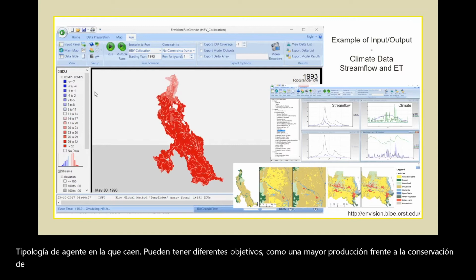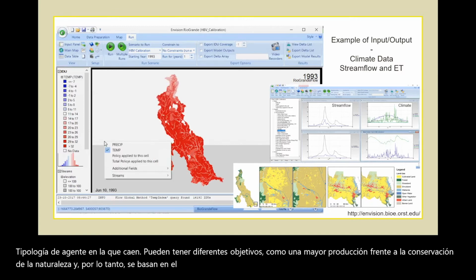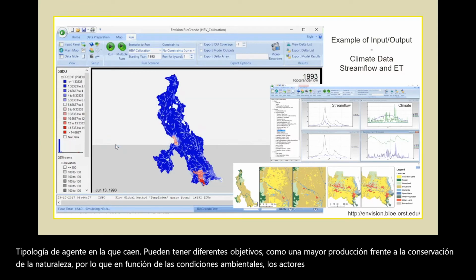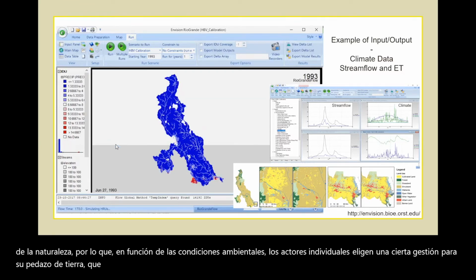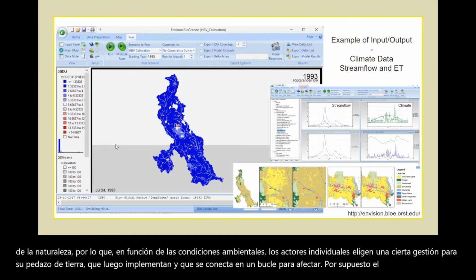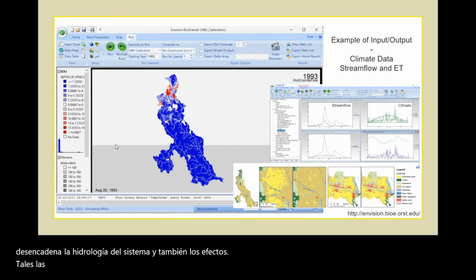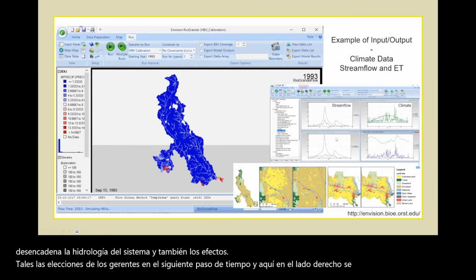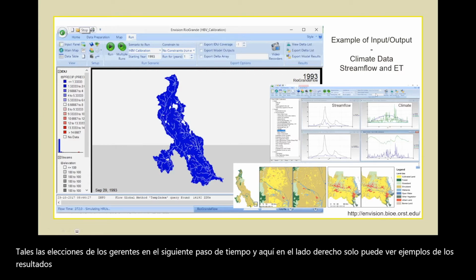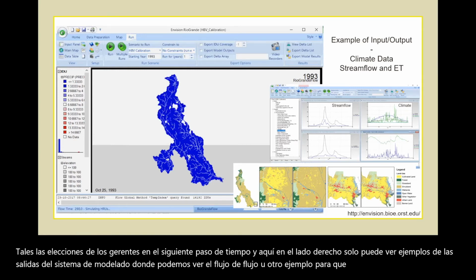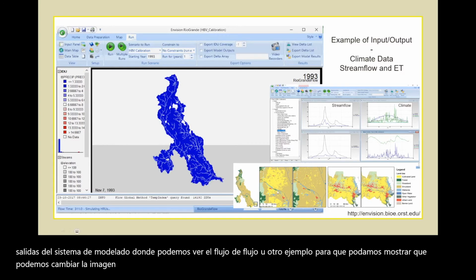And so based on the environmental conditions, the individual actors choose a certain management for their piece of land, which they then implement, which is connected in a loop to affect, of course, the environment, which trickles through to the hydrology of the system and also affects the choices of the managers in the next time step. And here on the right-hand side, you can just see examples of the outputs of the modeling system, where we can look at stream flow, or another example, we can change the visual in this modeling layout, where we could look at the land use and how land use changes over time based on the decision of the actors.